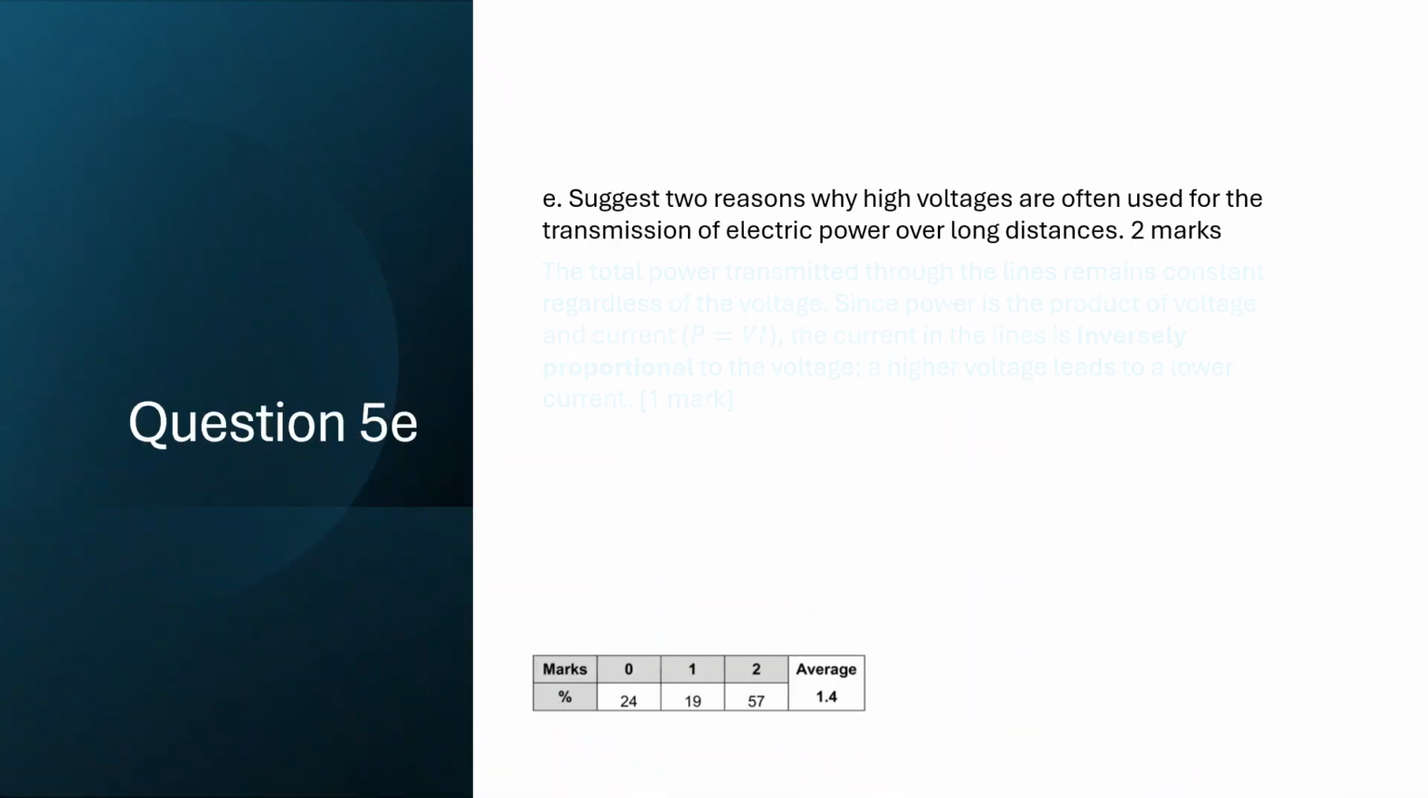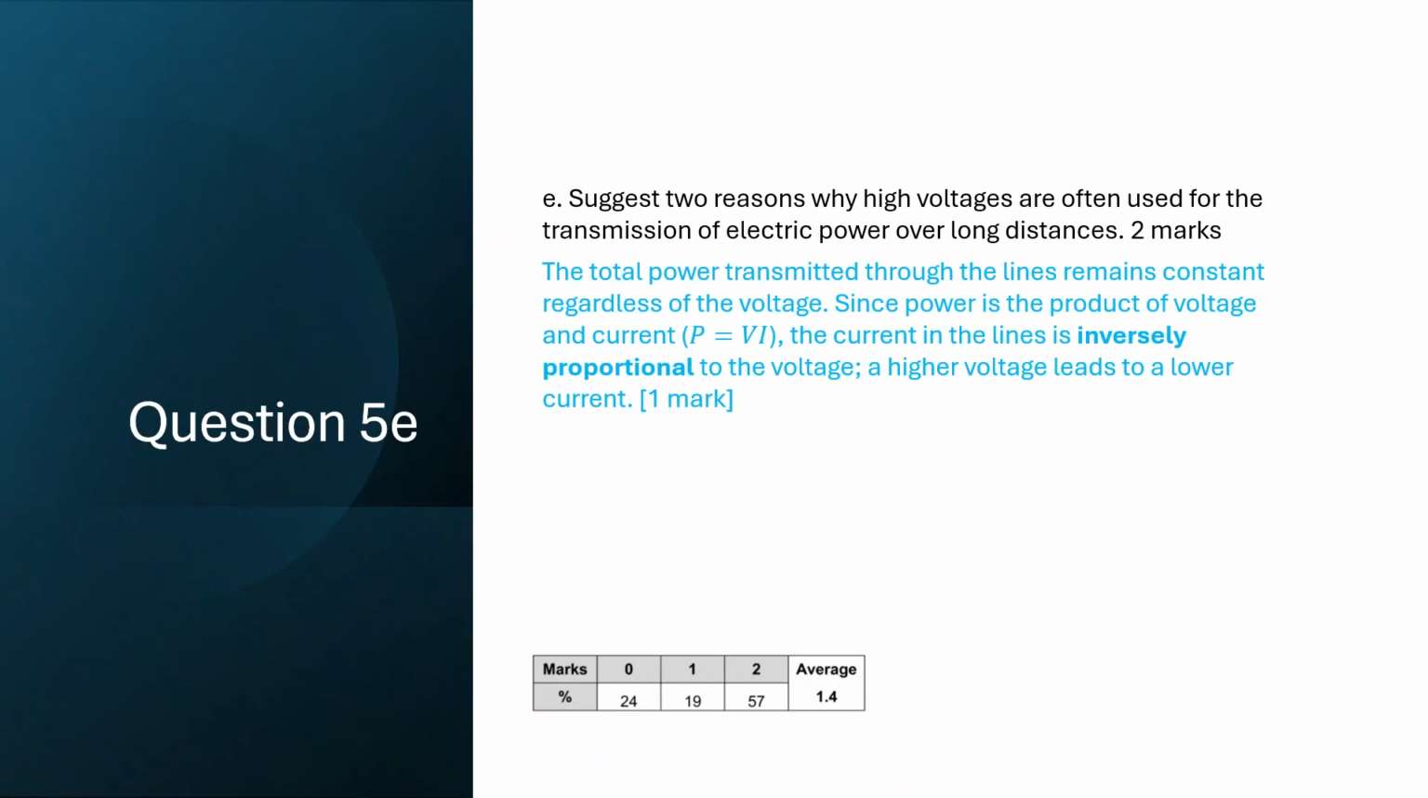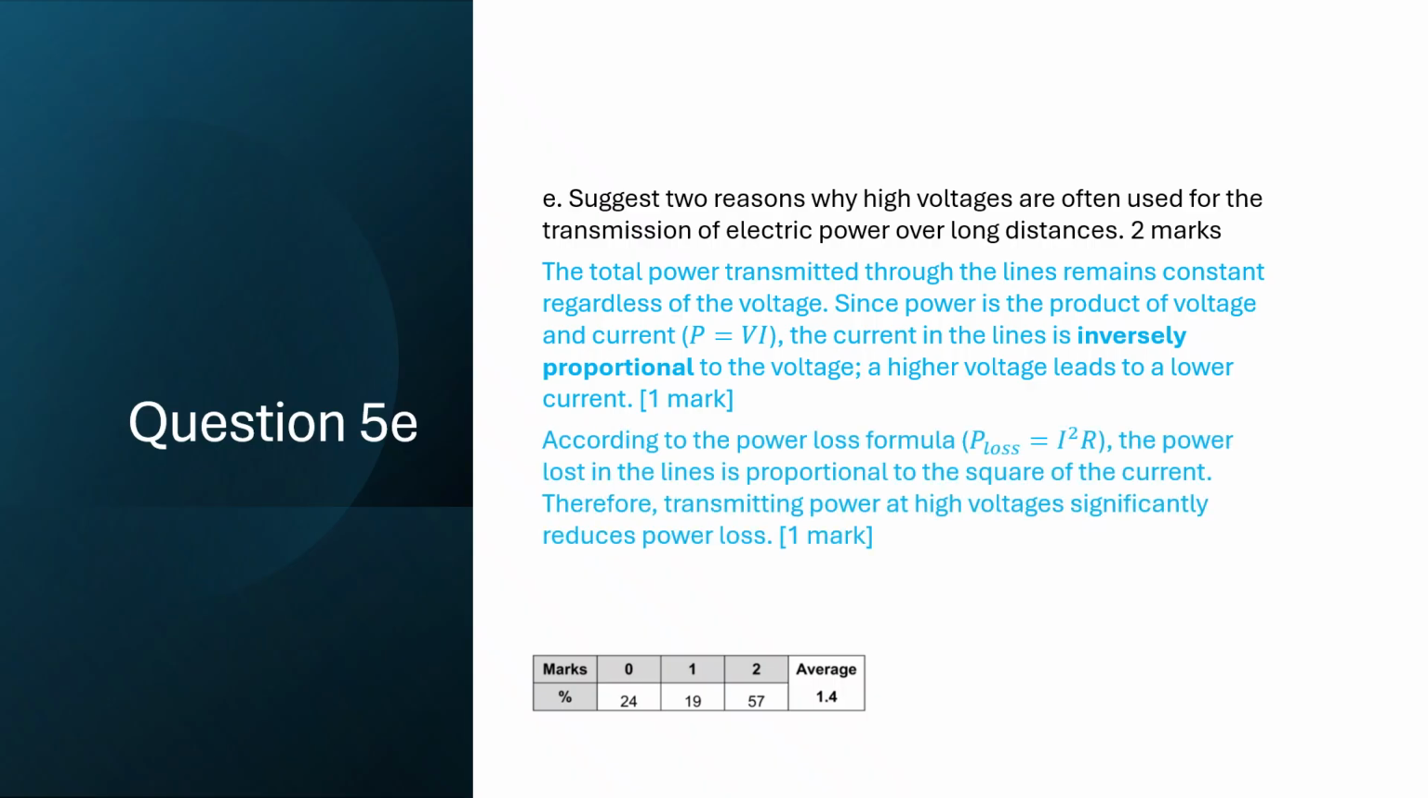The total power transmitted through the lines remains constant regardless of the voltage. Since power is the product of voltage and current, the current in the lines is inversely proportional to the voltage. A higher voltage leads to a lower current. According to the power loss formula, the power lost in the lines is proportional to the square of the current. Therefore, transmitting power at high voltages significantly reduces power loss.